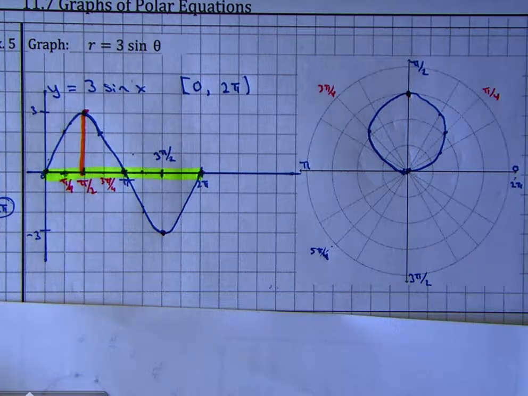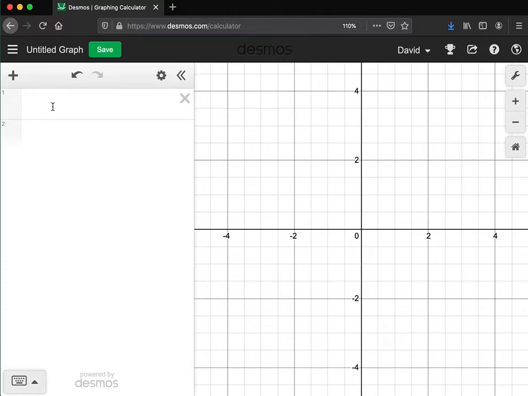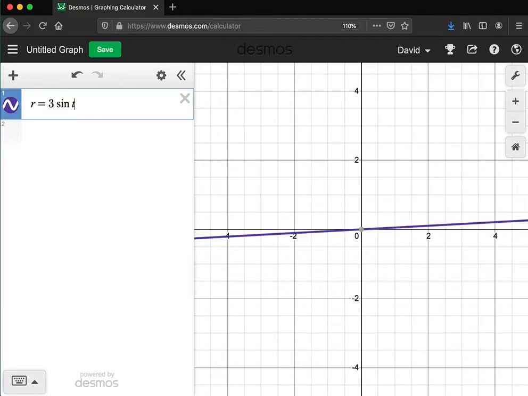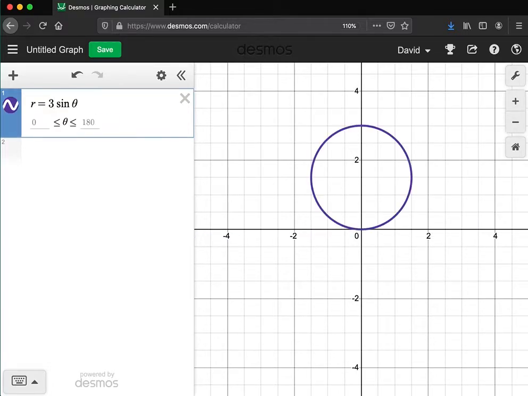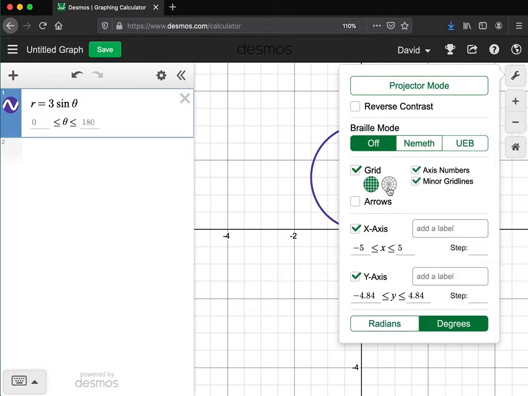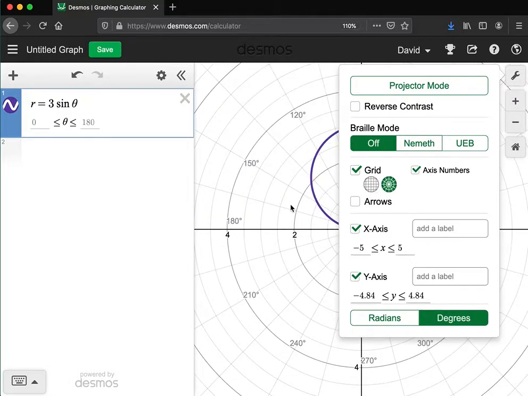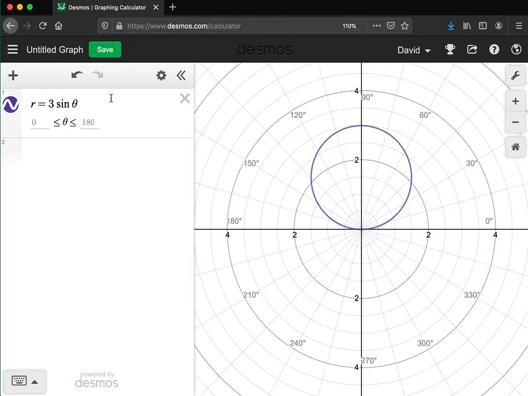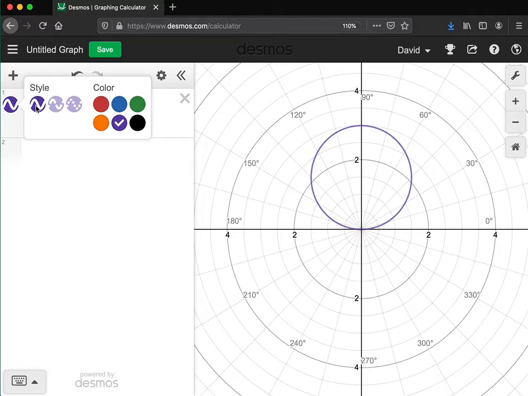Now let's go into decimals and explore that. R equals 3 sine of theta. Now I'm going to go back and change to radians. And that is the graph. Let me go and place that as red.